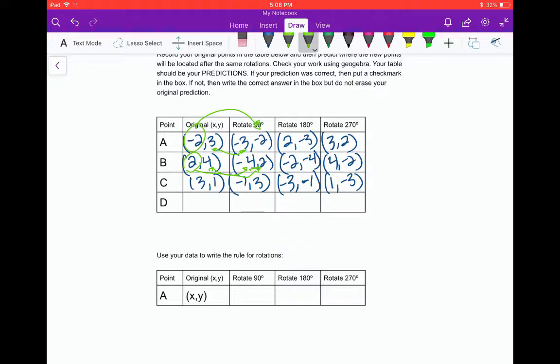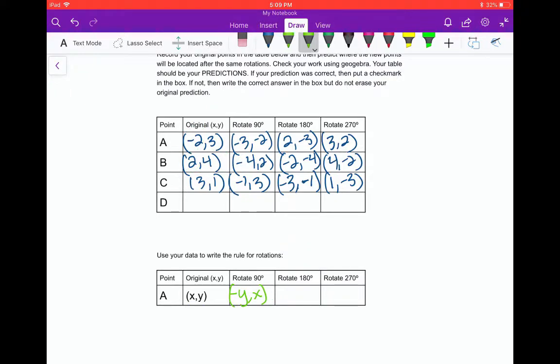So the pattern that I see here when I rotate 90 degrees is that for my rotation, what was x now becomes y. So I'm going to put the x where the y was. And my new x value is what was the y value, but it's the negative of that. So rotation of 90 degrees is going to be -y, x when the original is x, y.